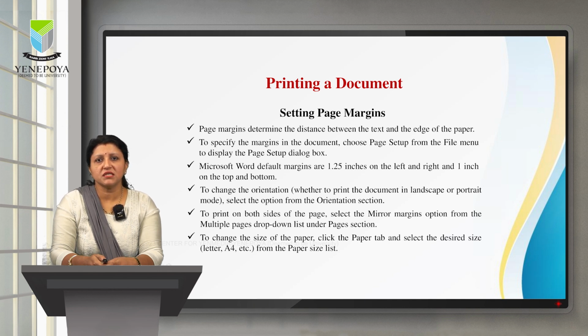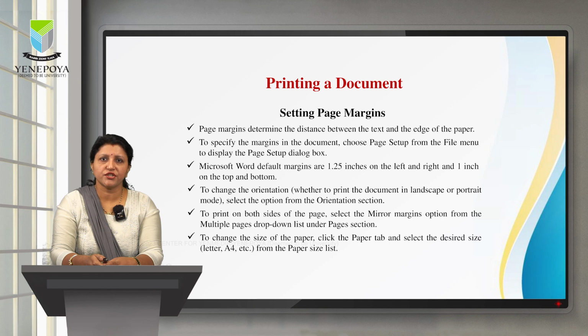To specify the margins in the document, we just have to click on Page Setup from the File menu to display the Page Setup dialog box. By default, the margins are 1.25 inches on the left and right and 1 inch on the top and bottom. If you want to modify it, we can change the top and bottom margins, even the left and right margins.